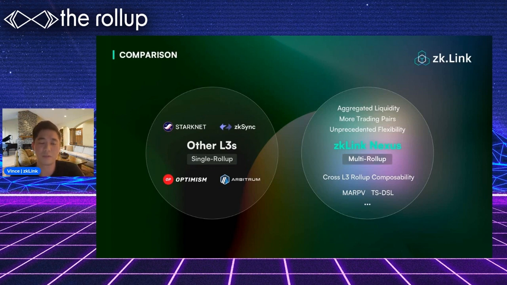So the major difference between the other layer 3s and zkLink Nexus is that zkLink Nexus is a unified multi-rollup layer 3. It provides aggregated liquidity across these different layer 2 ecosystems, and it comes with aggregated assets across different layer 2s. So it provides users with more trading pairs, which means more trading opportunities. And it also comes with unprecedented flexibility.